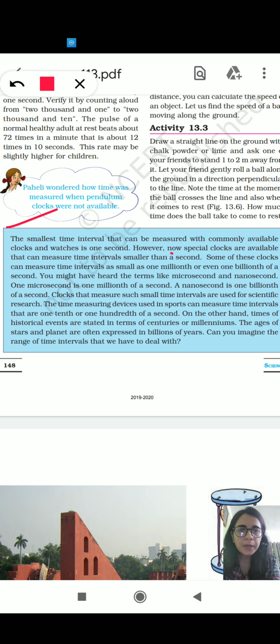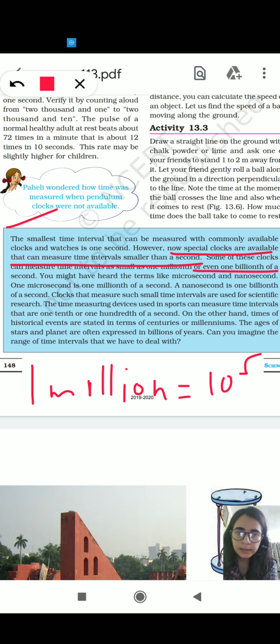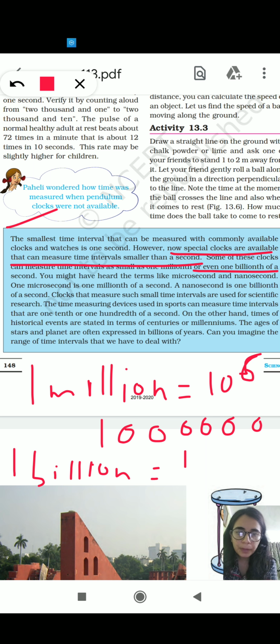But now special clocks are available that can measure time intervals which are less than a second. For example, we can measure time even to 1 billionth. Students, please remember, 1 million is 10 raised to power 6, that is 1 followed by 6 zeros. And 1 billion is 10 raised to power 9. You can write 10 zeros after 1 for a billion. So we can measure time even to 1 billionth of a second.